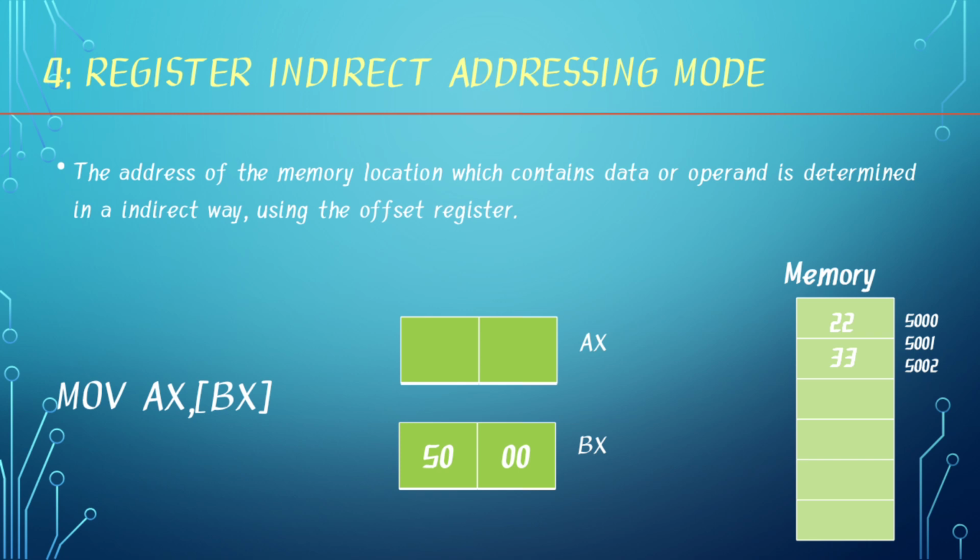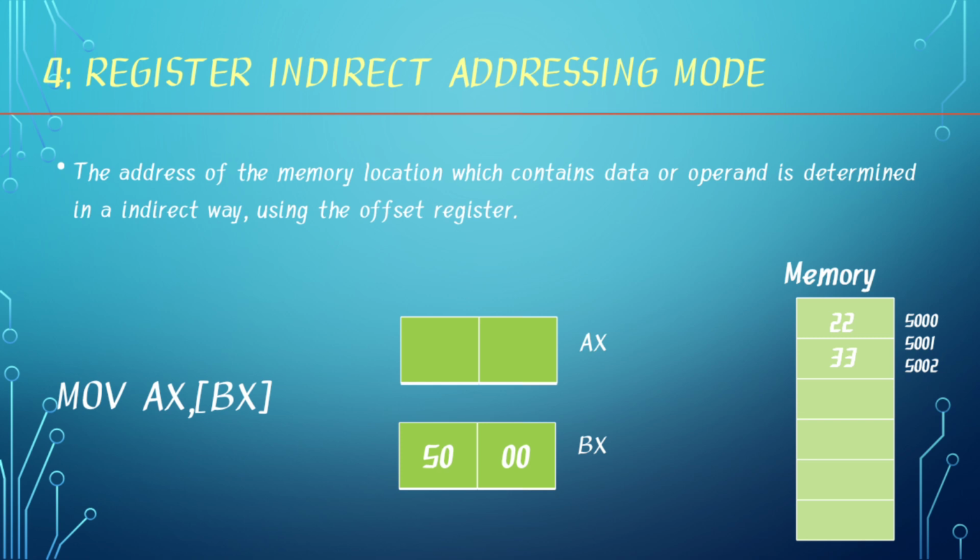Next, coming to the register indirect addressing mode. Here, from the name, indirect, the memory is specified indirectly. The address of the memory location which contains the data or operand is determined in an indirect way. I have one example: MOV AX, [BX]. That means the BX register has some address, that address has some data, and that data is moved to the AX register.